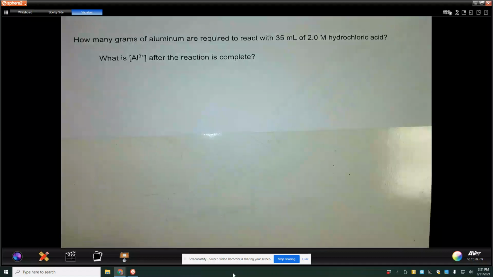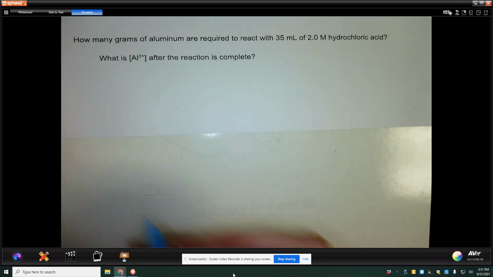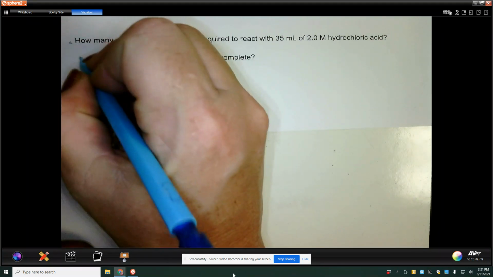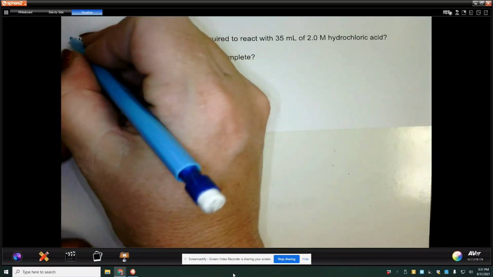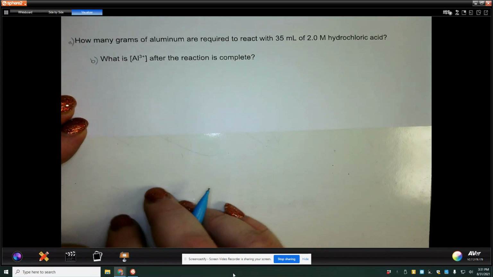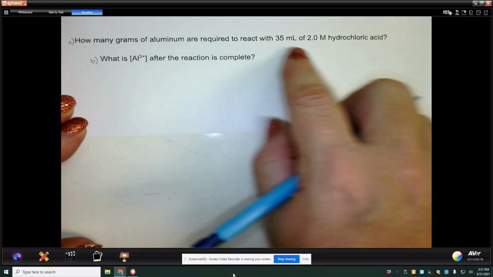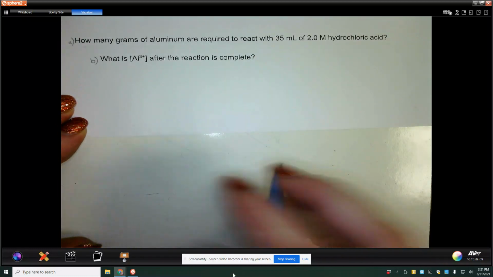All right, this video is on solution stoichiometry and kind of a little more advanced solution stoichiometry. So this is in the advanced stoichiometry notes, and we have really a part A and a part B here, even though it's not labeled that. So how many grams of aluminum are required to react with this much hydrochloric acid?